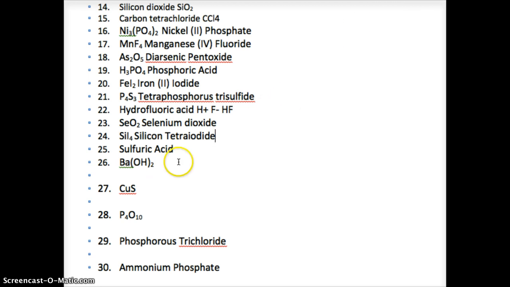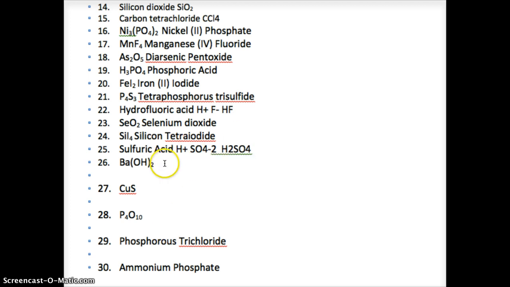All right, number 25, sulfuric acid. Notice there's no hydro in front of it, so we're dealing with an oxyacid. So ic goes to ate. Sulfuric is actually sulfate. Hydrogen's a positive 1. SO4 is a negative 2. So there's 1 here, 2 being taken. That means I need 2 hydrogens to match up. H2SO4 is sulfuric acid.